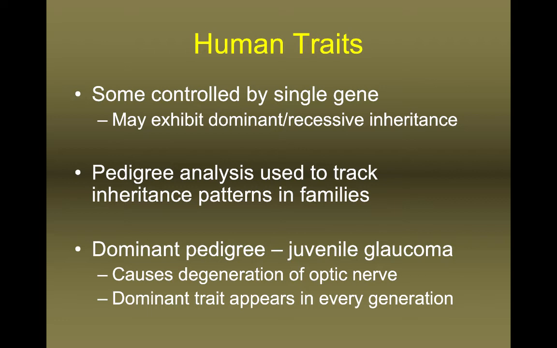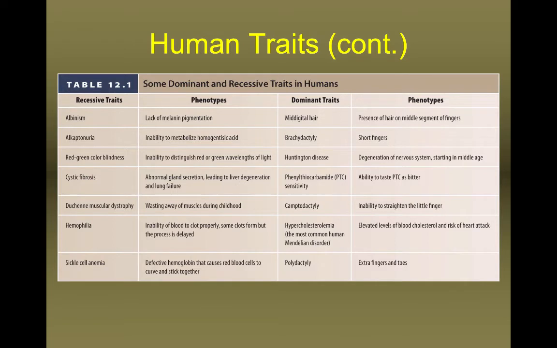You could have a big A or two big A's. Either way, you're going to have that juvenile glaucoma. The only difference is if you have two big A's, it sets in sooner and has its effects a lot earlier than if you just have one copy of it. So those kinds of traits are dominant.